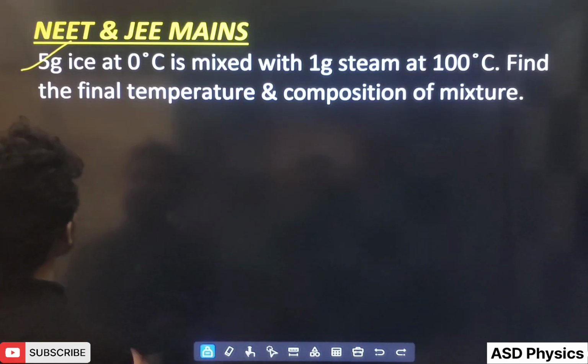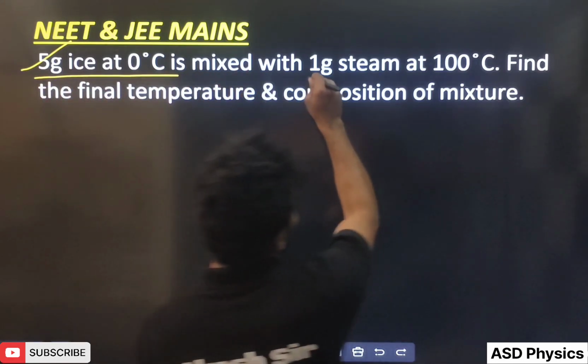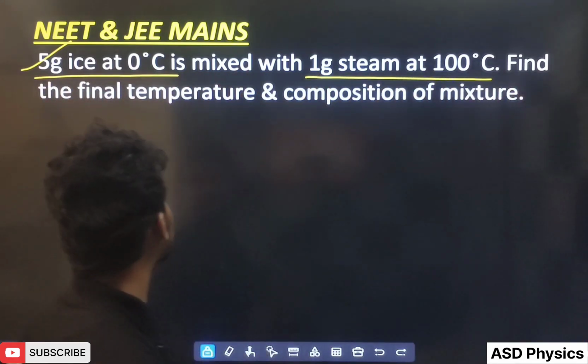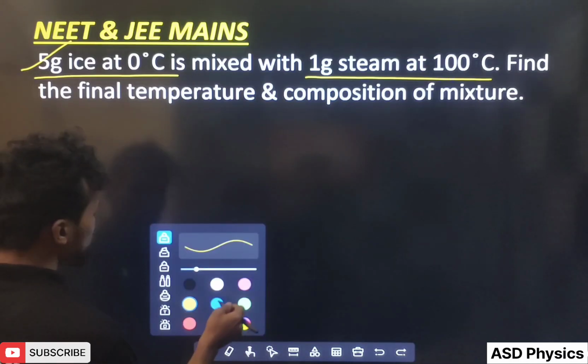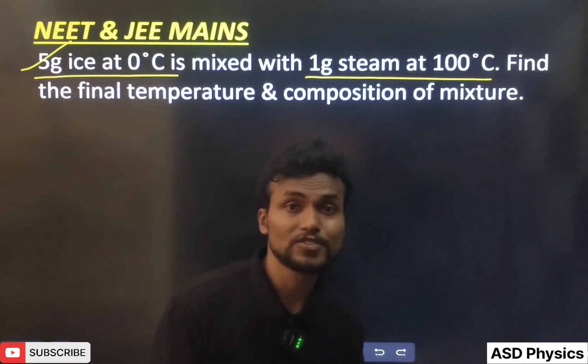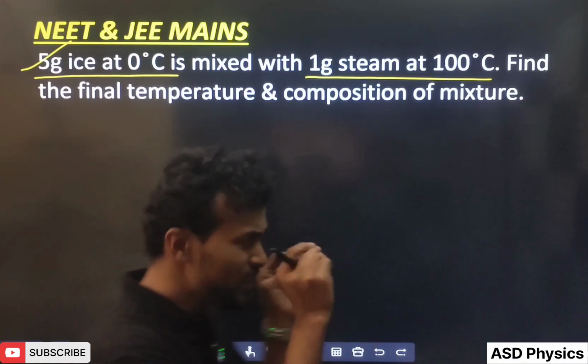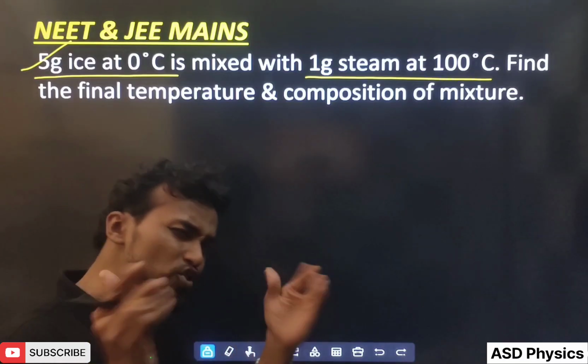Okay. So the question is, students: 5 gram ice at 0 degrees Celsius is mixed with 1 gram steam at 100 degrees Celsius. Find the final temperature and composition of the mixture. You can take any reference, maybe 0 degrees Celsius or 100 degrees Celsius. But when you see the respective data, use a little common sense, and you will get the idea.